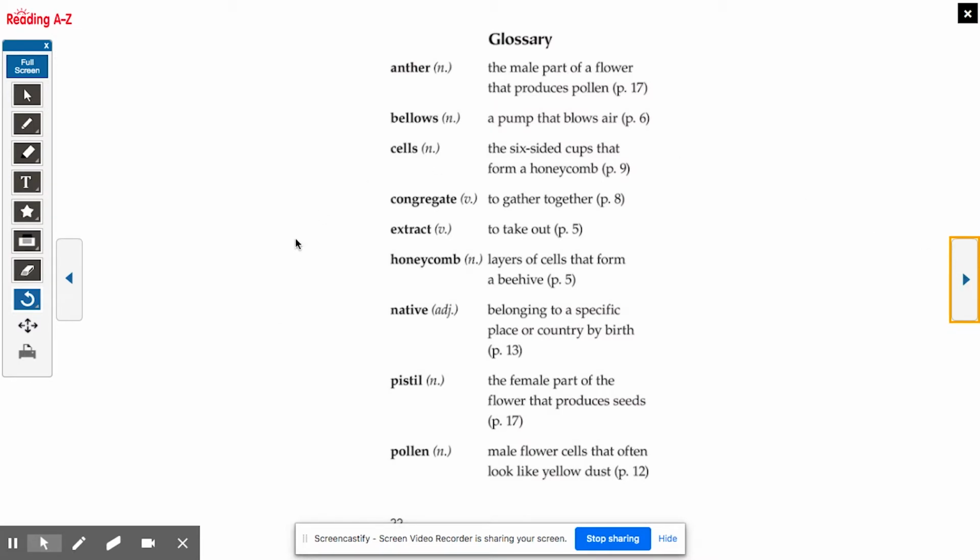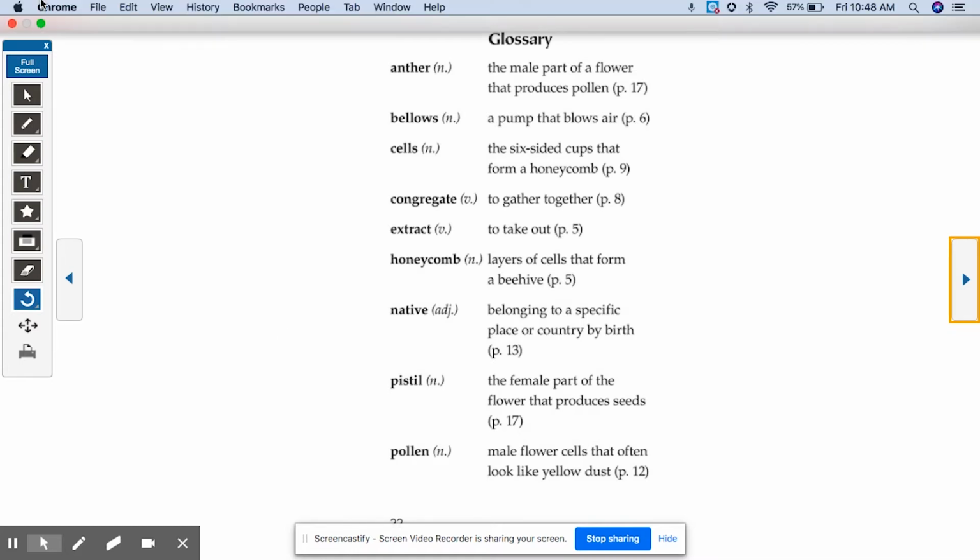Now you can read this book yourself if you go to Raz Plus and you look for the book called The Beekeeper. But let's go back to our presentation.